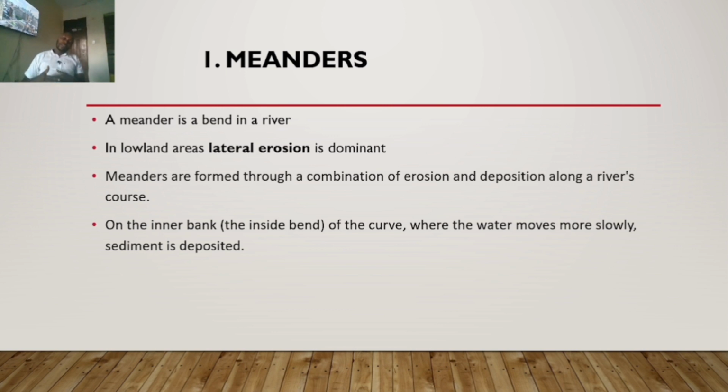On the inner side of the bend, we'll be having a slow movement of water as compared to the outer side of that bend, where we'll be having faster movement of water. And what will that mean? When you have faster movement of water, erosion is dominant there as compared to where we have slow movement of water. That means deposition will be taking place there. So on the inner bank, the inside bend of the curve where the water moves slowly, sediment is deposited. I think it's clear there.